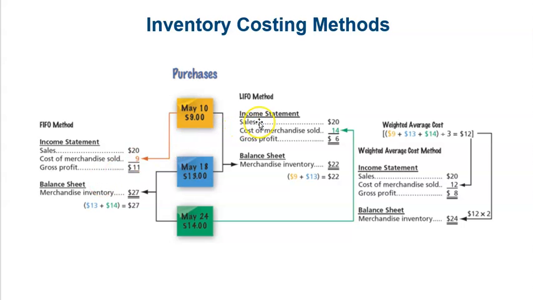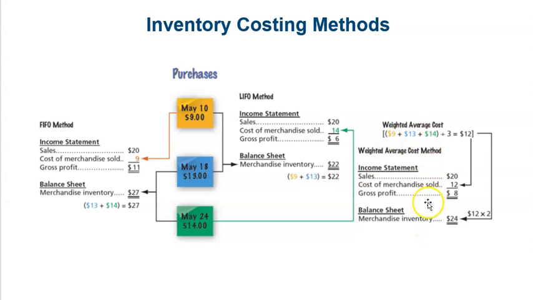All right, and so LIFO means that we sold the last one, so the most expensive one. And so our cost of merchandise sold would be the cost of that most recent one, which would make our gross profit lower. And then on our balance sheet, we would have the cost of the oldest and the middle one because that's the ones that we haven't sold yet. So on the balance sheet, our merchandise inventory would be $22.